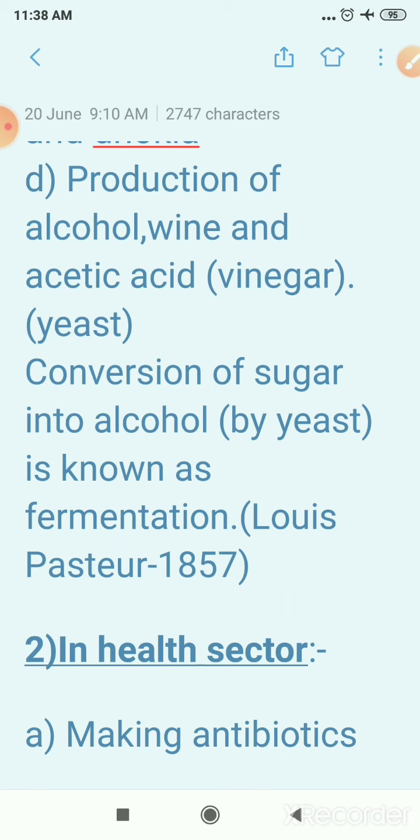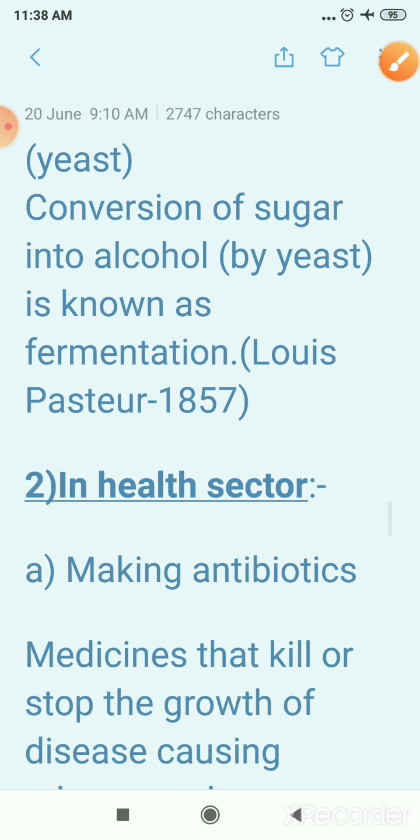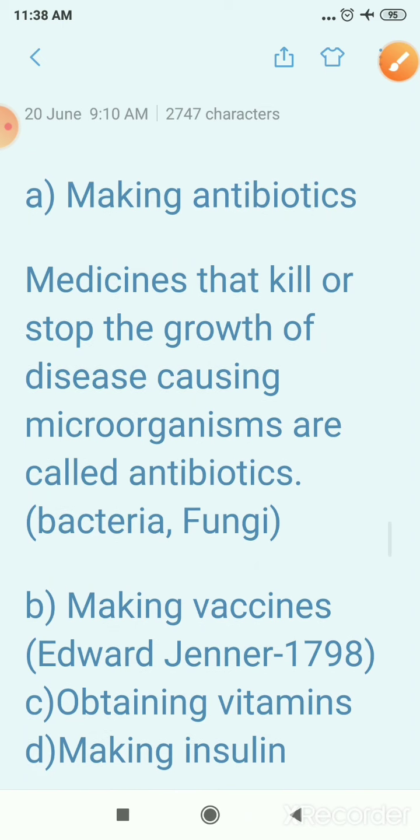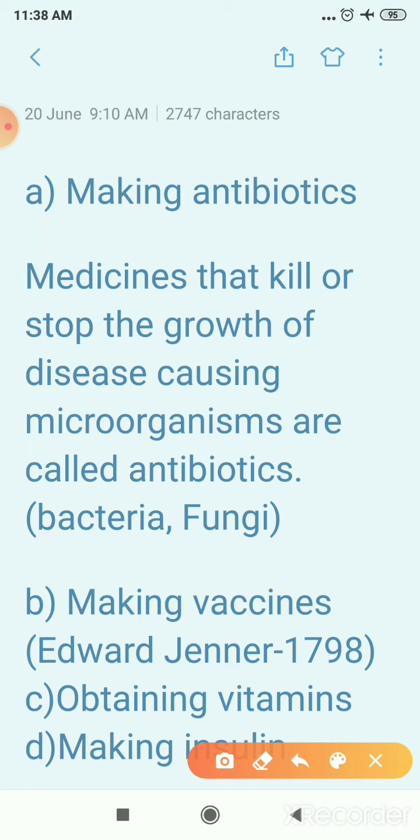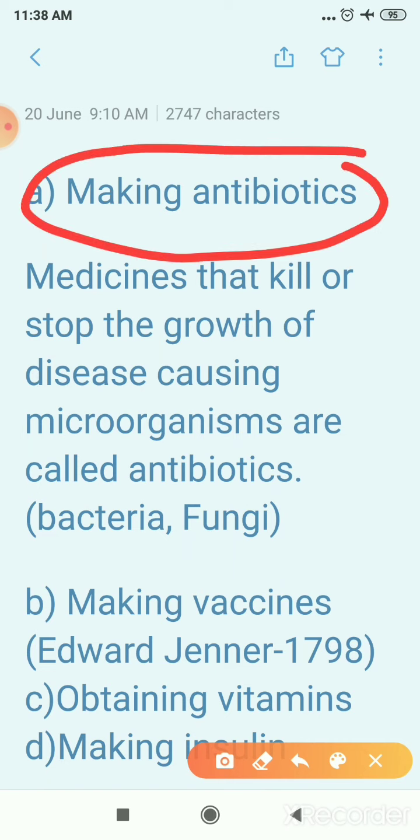Now, these were the uses of microorganisms in food and beverage industries. Microorganisms are used in the health sector also. Microorganisms are used in making antibiotics. What are antibiotics? Antibiotics are medicines that kill or stop the growth of disease-causing microorganisms. Bacteria and fungi are used in making antibiotics.